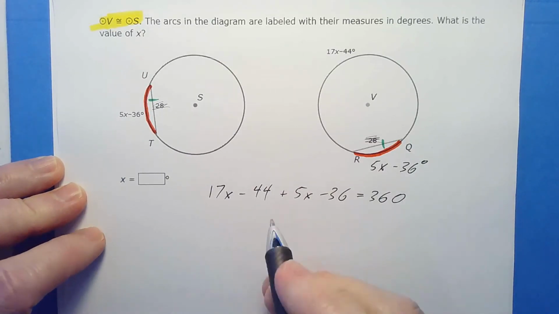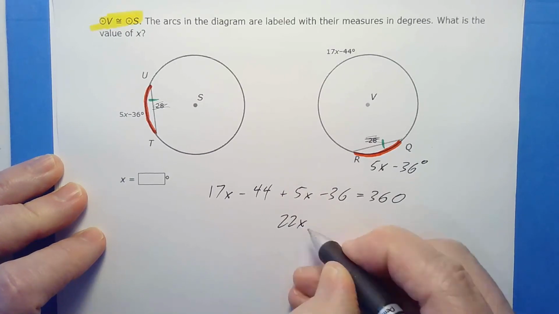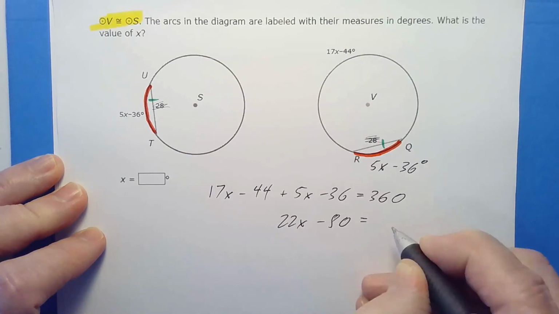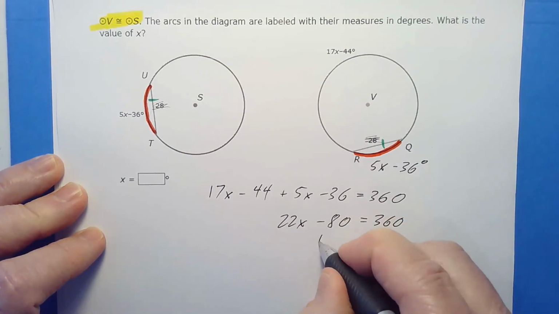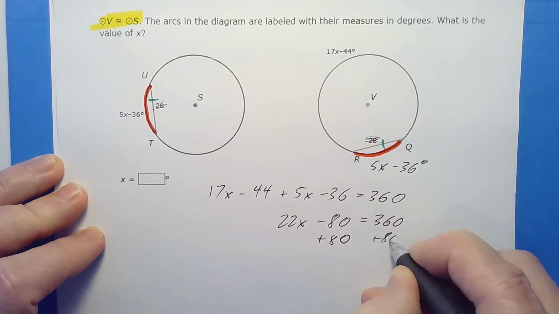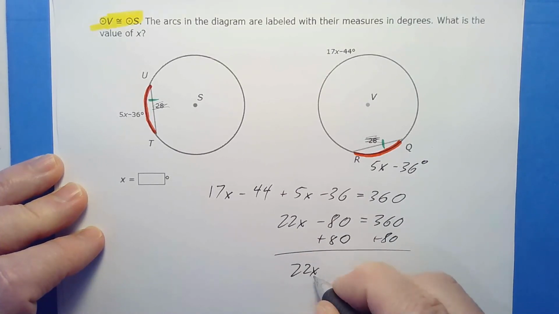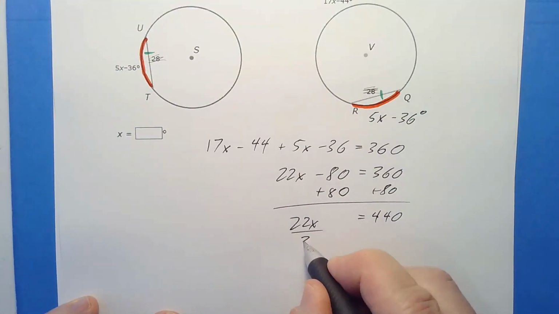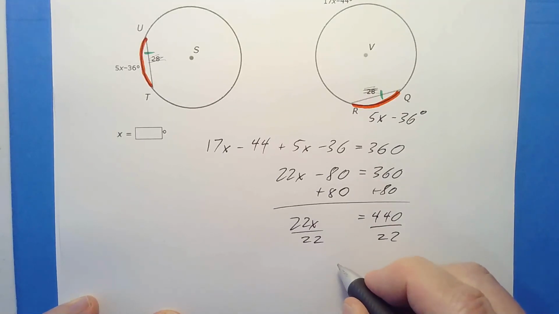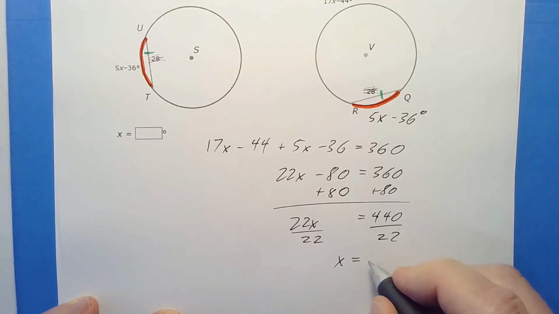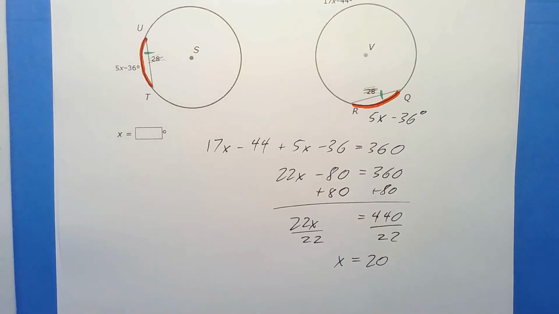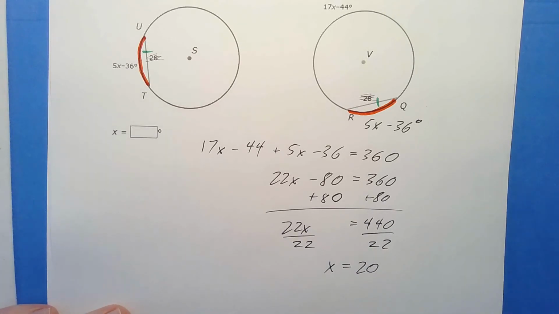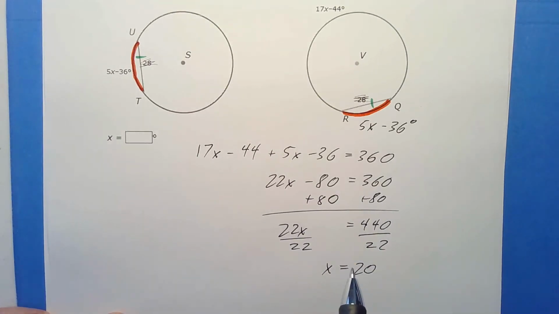I'm going to combine like terms, so 17x and 5x gives me 22x, and negative 44 minus 36 is negative 80, equals 360. I've got to add 80 to both sides, and I'm going to get 22x equals 440. Just divide both sides by 22. I know there's a lot of steps here. I'm going a little fast because I already know what the answer is. Let's face it, I did this problem already. Kind of cheated here. But anyway, x is 20. It's a lot of steps, easy to mess up.